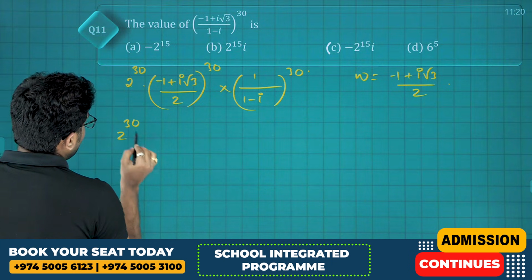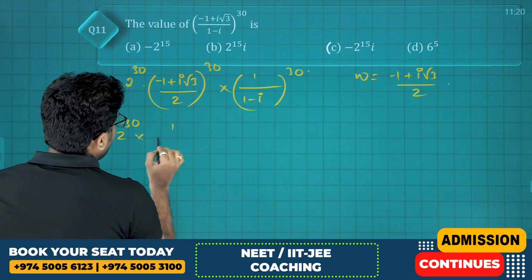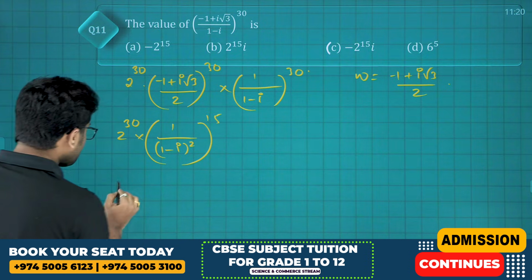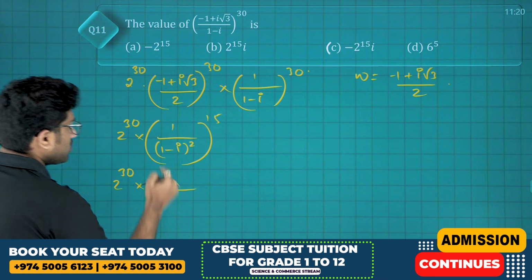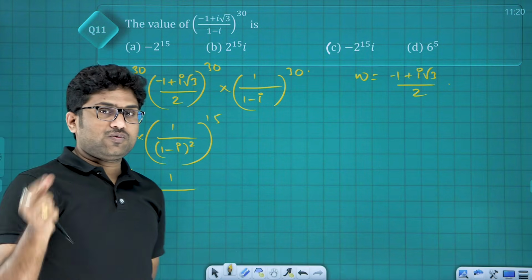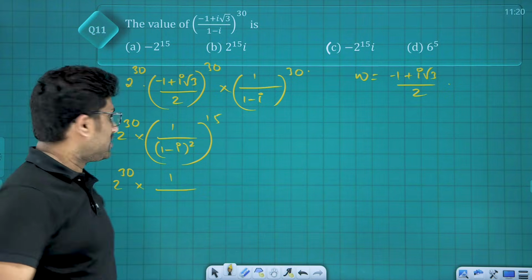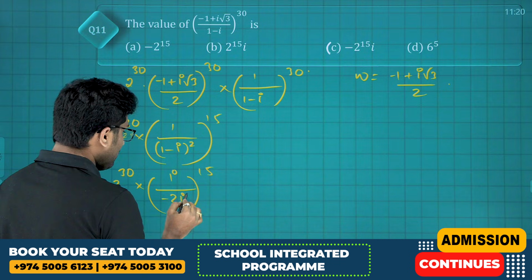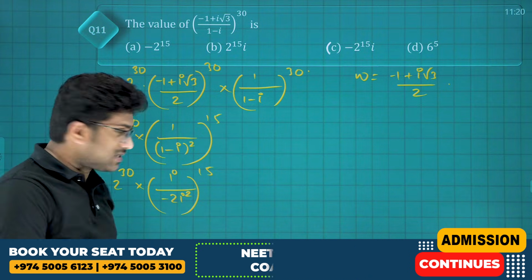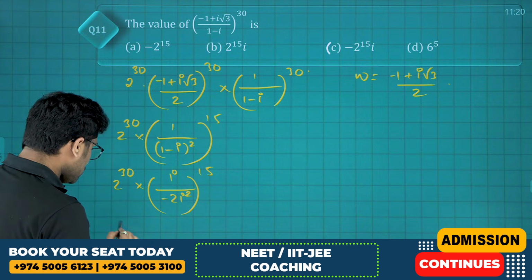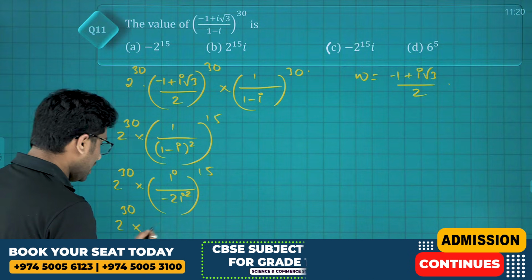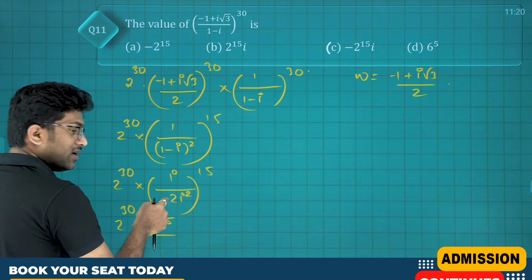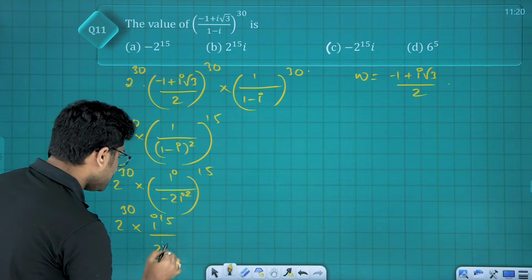So this value is only 2 power 30 into 1 by ((1 minus i) whole square) whole power 15. Friends, (1 minus i) whole square is nothing but 1 plus i square minus 2i, and i square is minus 1. So it is (minus 2i) power 15. Multiply and divide with i in brackets. So 2 power 30 into 1 by i power 15 times (minus 2) power 15, where i square is minus 1, minus of minus 2 is plus 2, 2 power 15.